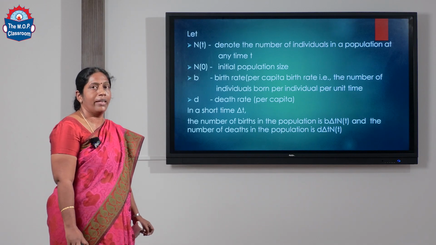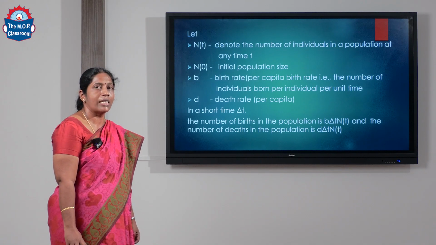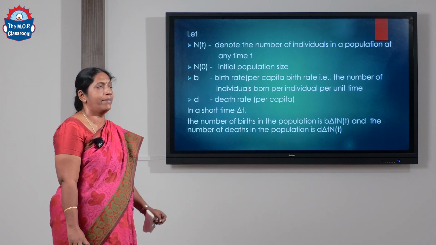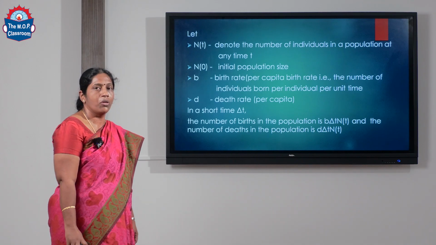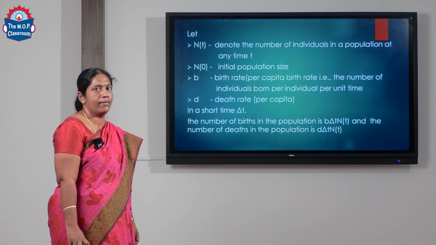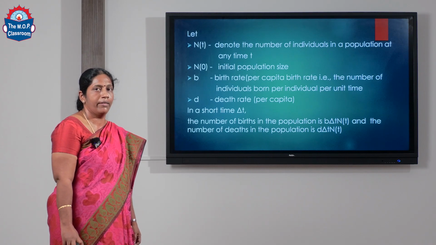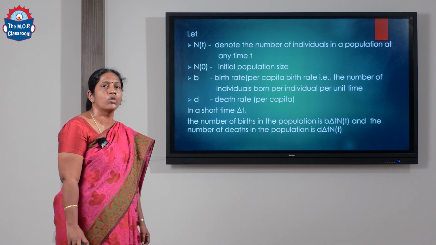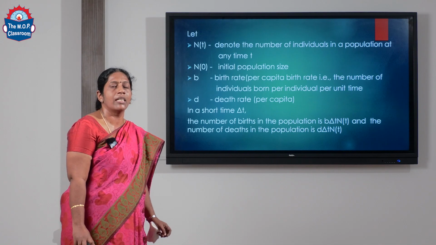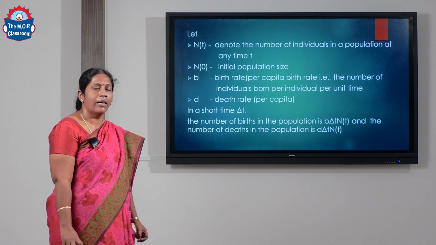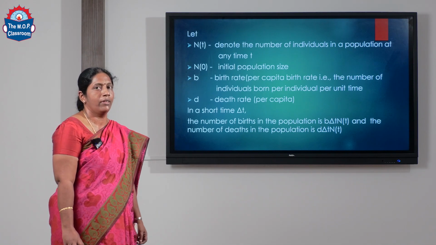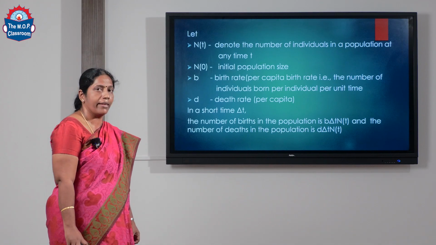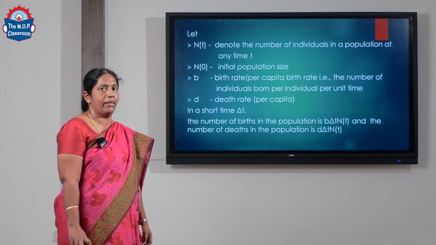Let N(t) denote the number or size of the population at any time t. N(0) denotes the initial population size and b denotes the birth rate. Birth rate here refers to the per capita birth rate, that is, the number of individuals born per individual per unit time, and d denotes the death rate, which is also the per capita death rate.